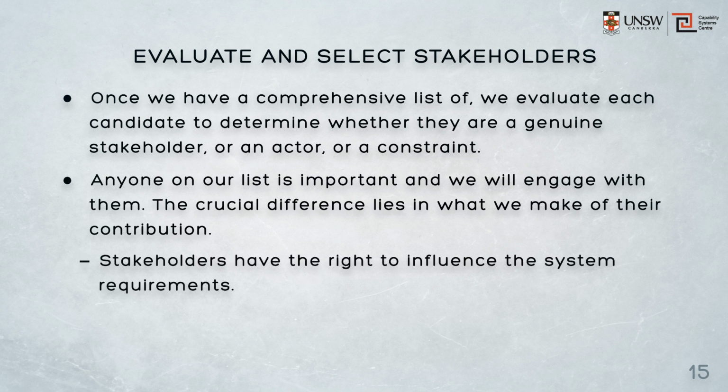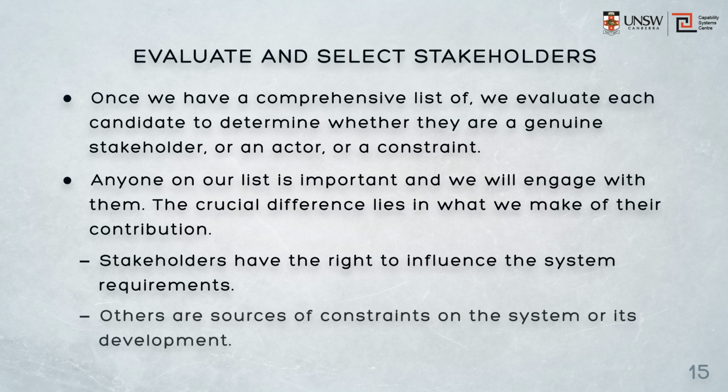Stakeholders have the right to influence the system requirements, so it's from them that we allow opinions as to what the system should do and how it would perform. Others, such as operators and maintainers, are sources of constraints, rather than considering them as stakeholders. We take them into account, but in terms of what they say as constraints, not what opinions they might have as stakeholders.